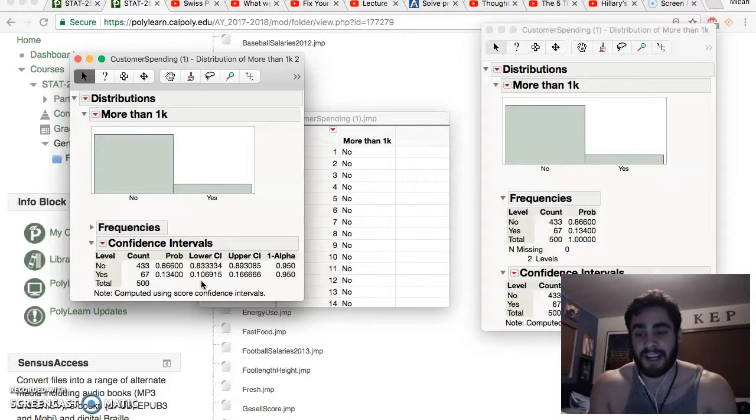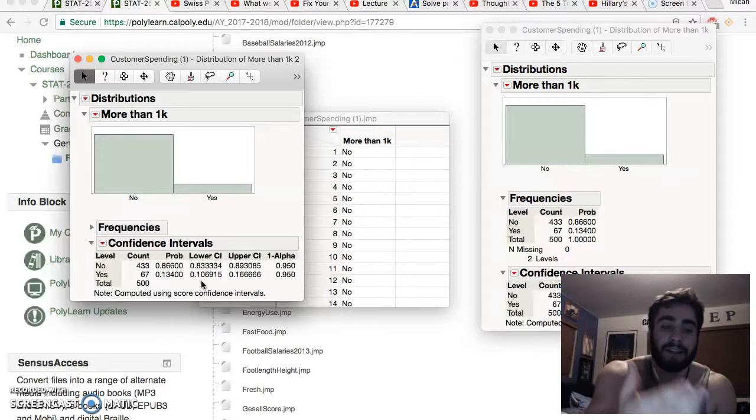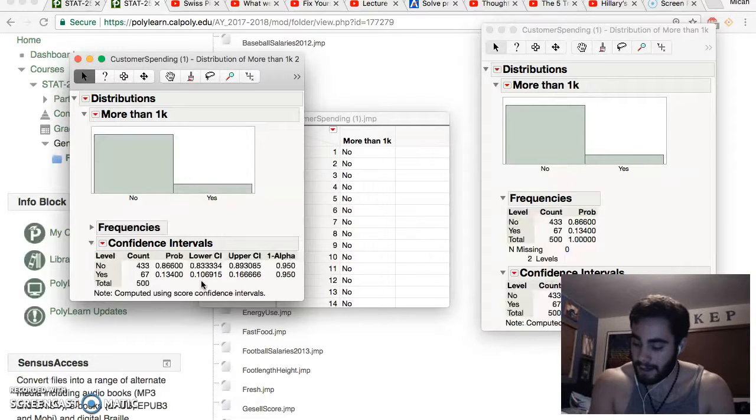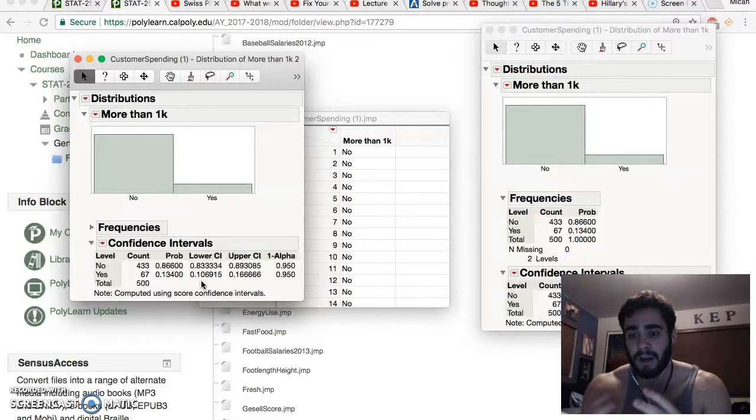All the conditions check out, right? For each sample, you have over 10. The sample size doesn't exceed 10% of the total population. So that is the end of this problem.